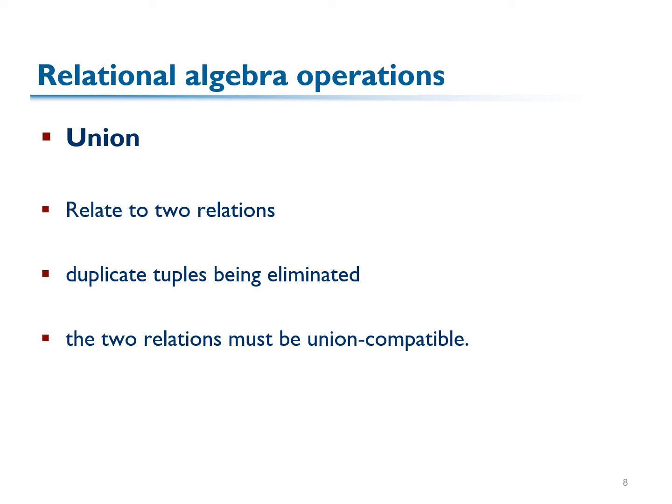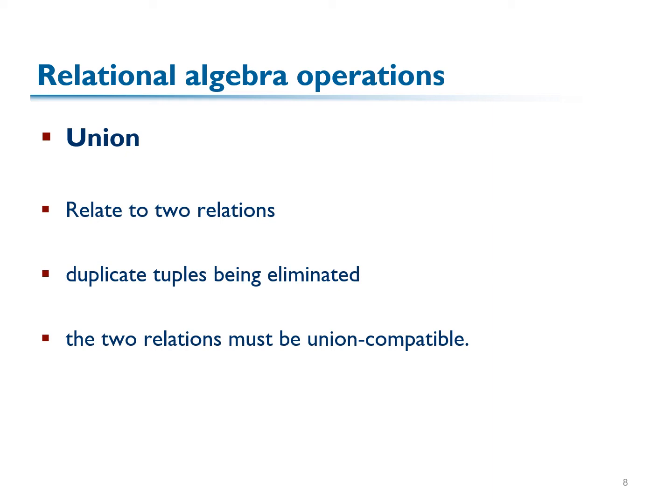The union of two relations R and S defines a relation that contains all the tuples of R, or S, or both R and S, duplicate tuples being eliminated. R and S must be union compatible.